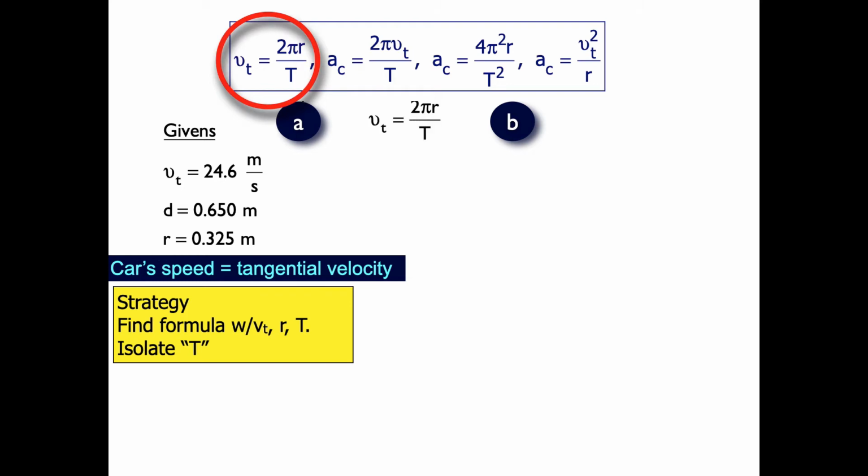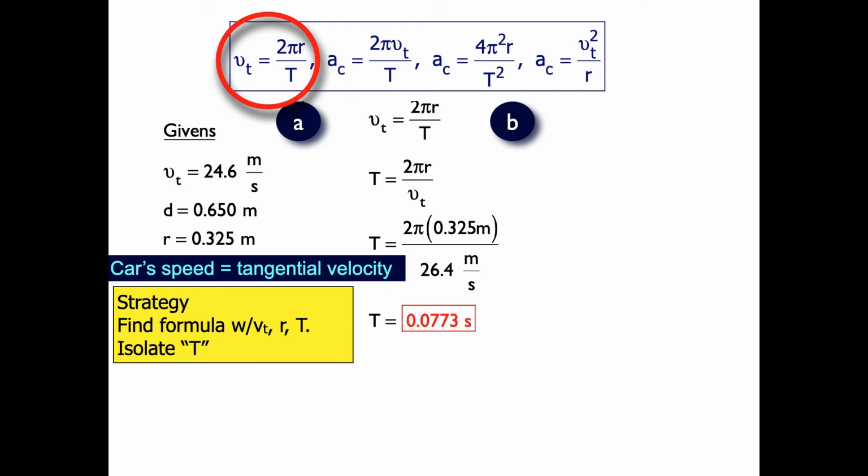So Vt equals 2 pi r over T. So I'm going to isolate my unknown. That means I'm going to rearrange my equation to isolate it for T. So I multiplied both sides by T, and then I divided both sides by the tangential velocity. And that gave me T equals 2 pi r divided by the tangential velocity. Then I'll put in my numbers with their units. It's important to put it in with the units. And I get my time to be 0.0773.